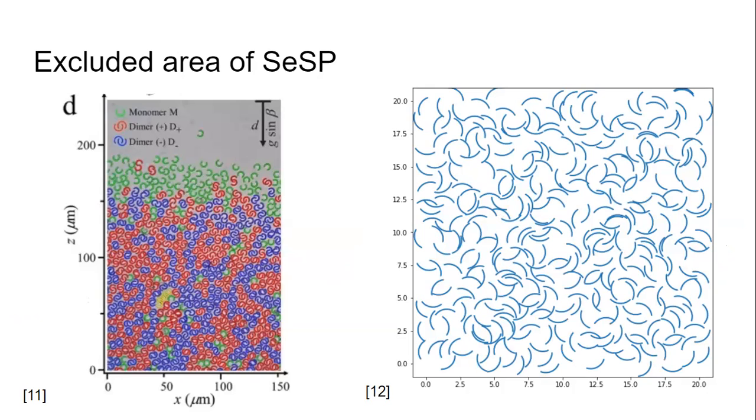The work on the right is by my collaborator at RIT and has been studying excluded area of CESPs using a Monte Carlo method, where they basically try and place a CESP at random in some given region.